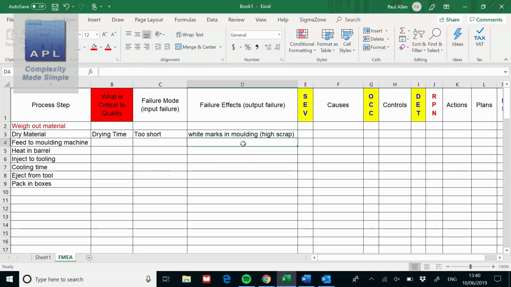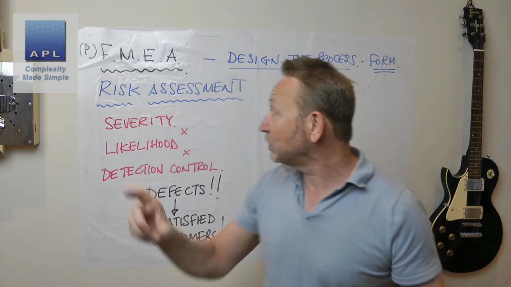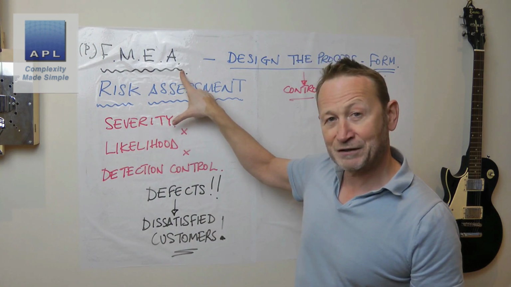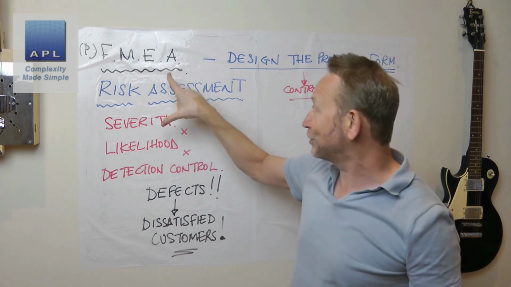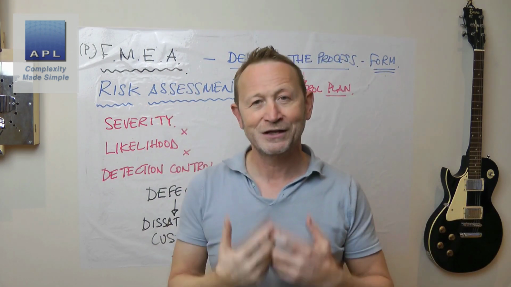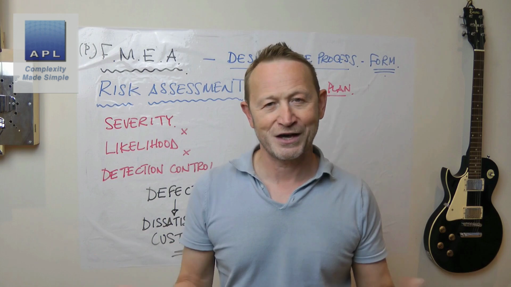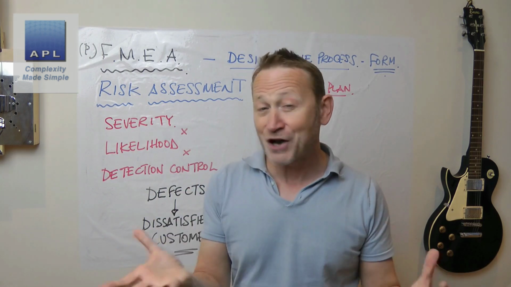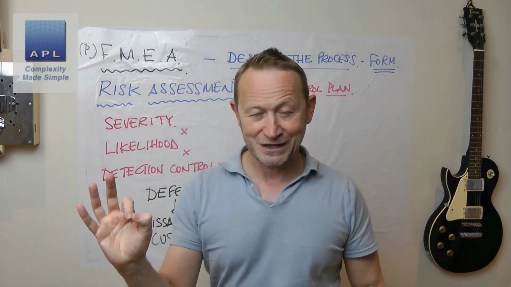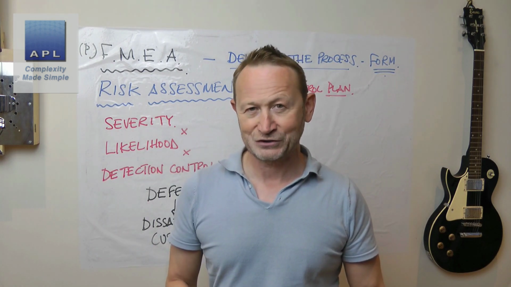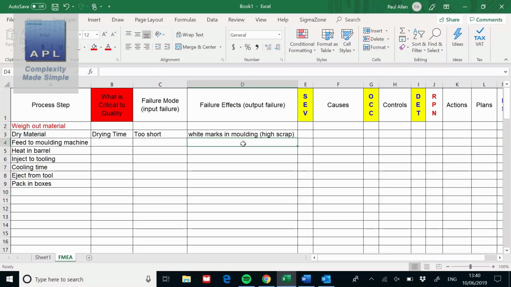Inputs and outputs. There is the Six Sigma principle, loud and clear in the FMEA. And by the way, that was always there. 20 years before Six Sigma ever existed, FMEA was floating about, and inputs and outputs were always there. People just were never told how to do this. But you have to get the input in the right box, the output in the right box. Let's go back to the form.